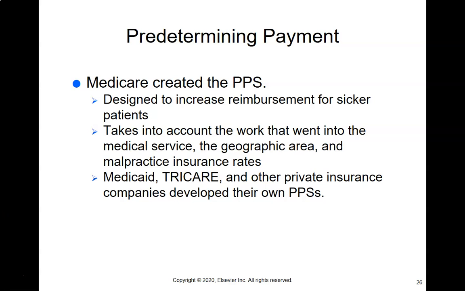Now, the difference between cost-based systems and the prospective payment system, the PPS, is that cost-based systems weren't efficient because the amount charged varied physician to physician, even though the same service was rendered, and the amount charged often didn't take into account variables such as where the physician practiced, malpractice insurance rates, and the amount of work. It was designed to increase reimbursement for sicker patients. Medicaid, TRICARE, and other private insurance companies develop their own PPS.